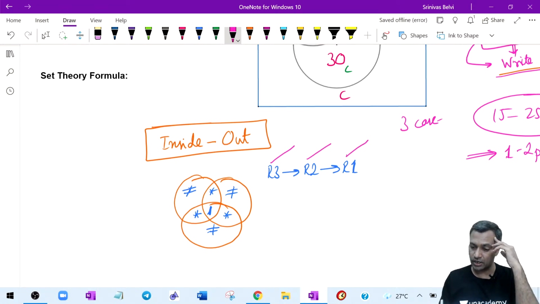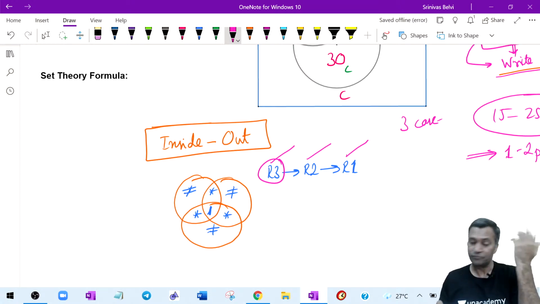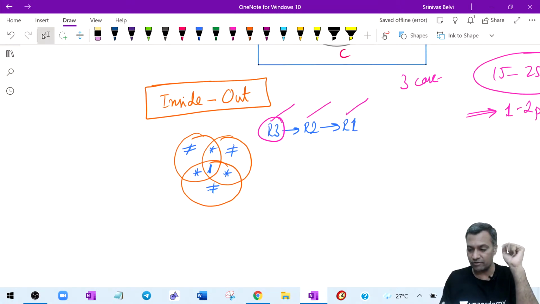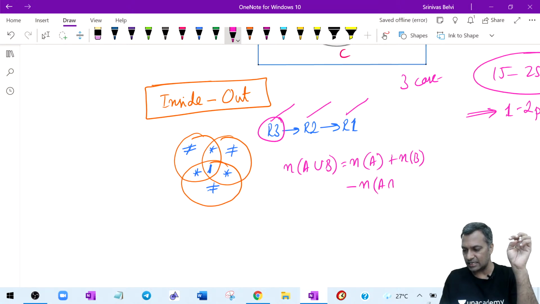Now the question comes, sir, what if the region of 3 number itself is not given? Fair enough. If that is not given, they would have given you a formula for a Venn diagram for 2. They would have said something like this: number of elements in A union B is equal to number of elements in A plus number of elements in B minus number of elements in A intersection B.